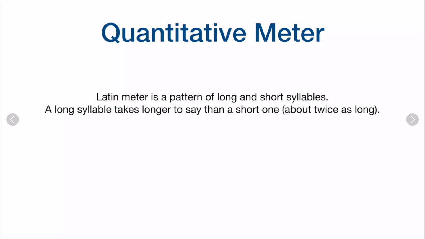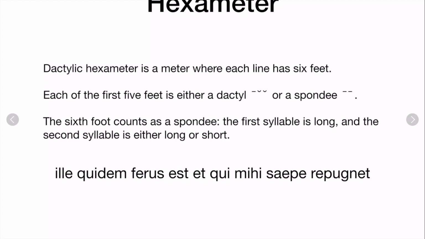A long syllable takes longer to say than a short one, about twice as long. And we're going to be marking long syllables like that and short syllables like that. Now, the hexameter, the hex in hexameter means 6. So a hexameter line has 6 measures or 6 feet. Dactylic hexameter is a meter where each line has 6 feet.